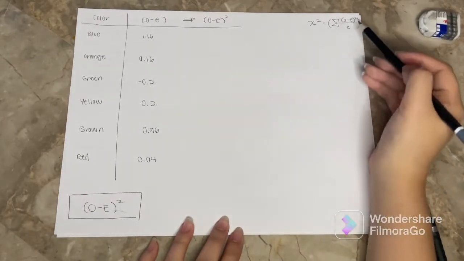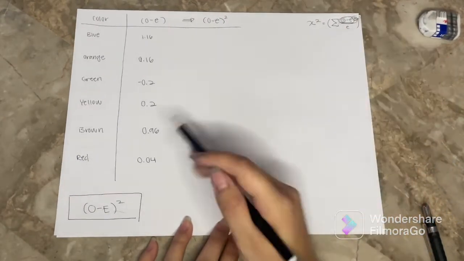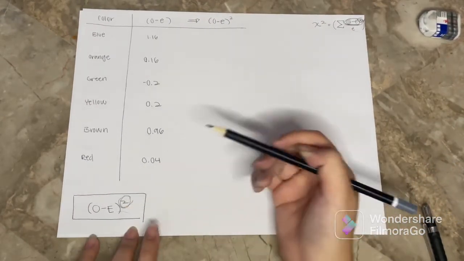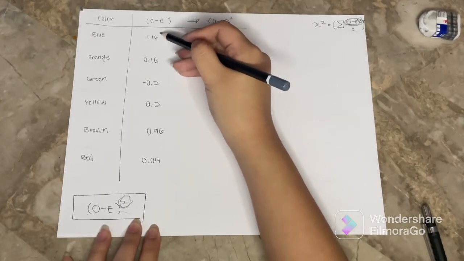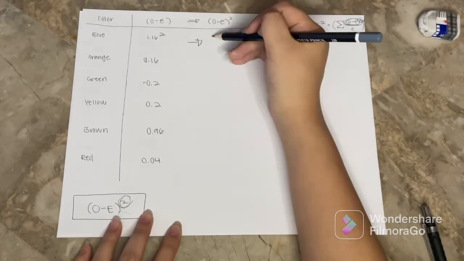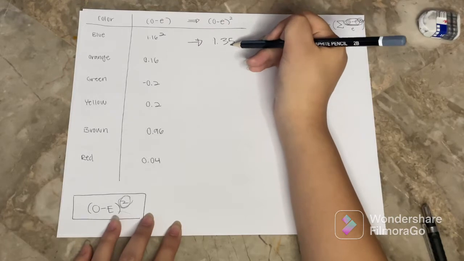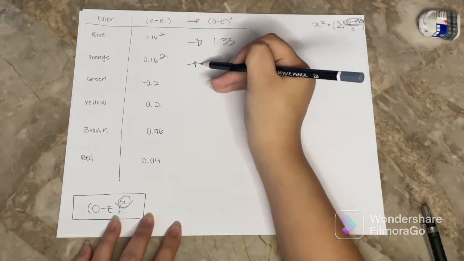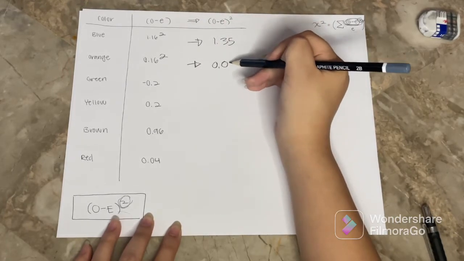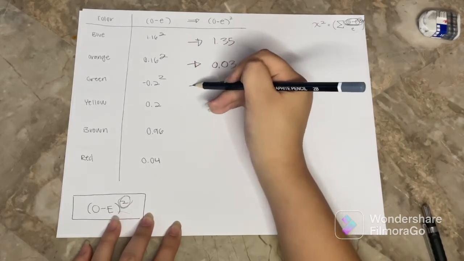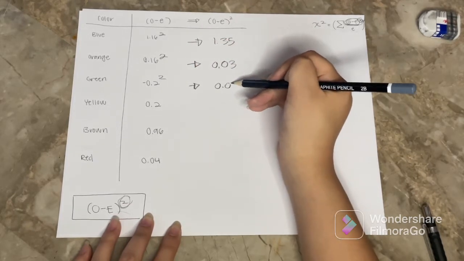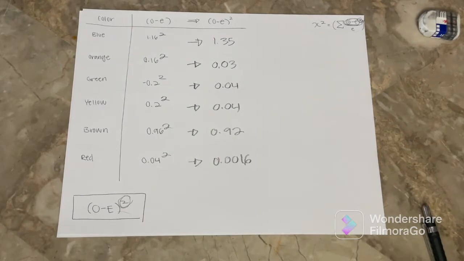We will now be focusing on O minus E squared. With a difference from the previous problem, we will now be squaring every single one of them. For our blue, we got 1.35, and for orange, we got 0.03. We will continue doing this until all of them are squared. Here's all of them finished.